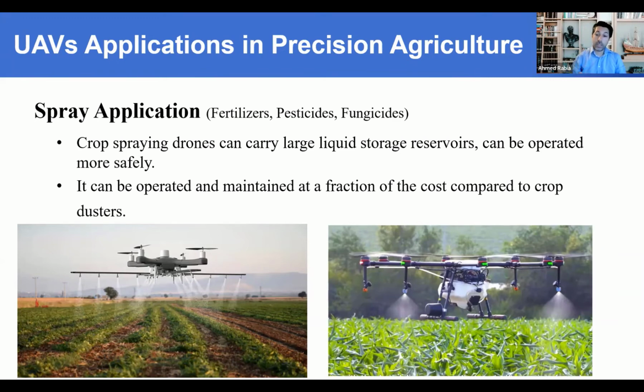Of course, for bigger fields, you will have to fly the drone several times. For smaller fields, you can cover the field with one flight, for example, but you will be able to control the exact amount of fertilizer or of pesticide in each part of the field.